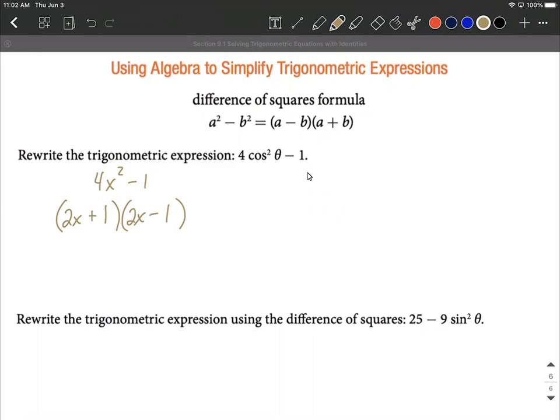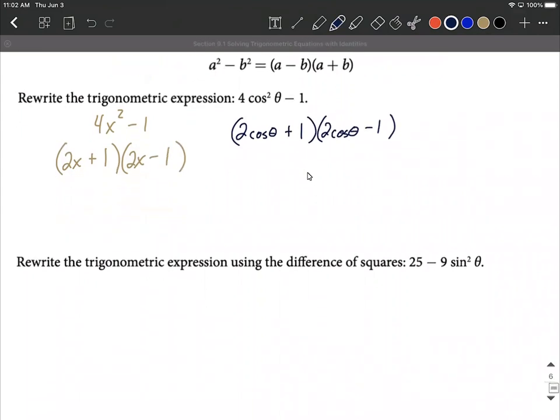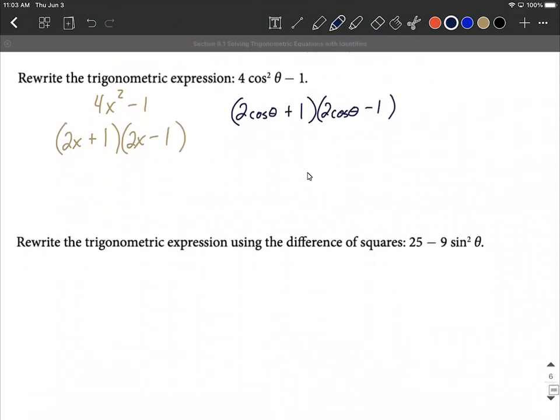Now it's going to follow in a very similar fashion over here on the right-hand side. This is going to split up as 2 cosine and 2 cosine to split up the 4 cosine squared. You go 1 and 1 to split up the 1, make sure one's positive and one's negative. And that's all of our factoring on this one.